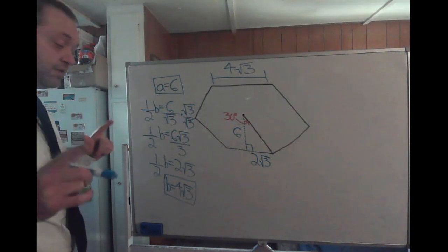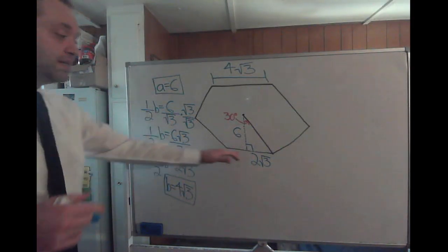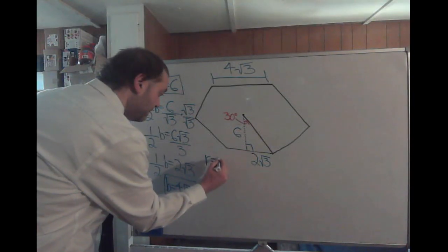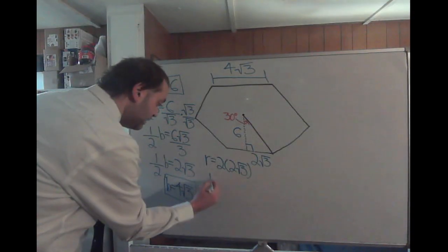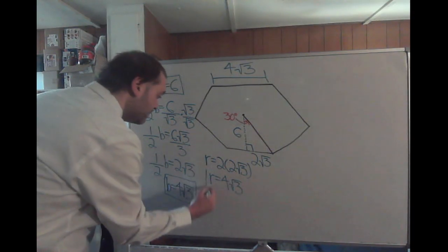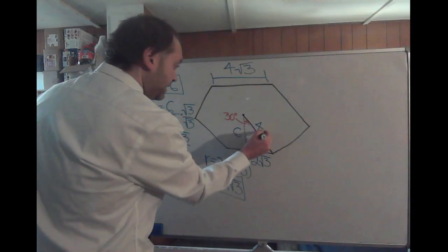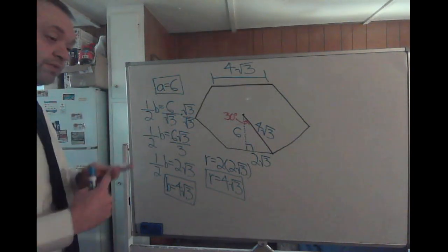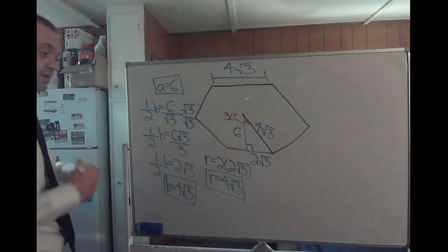Okay, well, we need to find the radius. In a 30, 60, 90 right triangle, the radius is twice the length of the shorter leg. So the radius would be equal to 2 times the square root of 3, which means the radius is equal to 4 times the square root of 3. So we have now found the radius to be 4 times the square root of 3. So let's see. We know the apothem, we know the radius, we know the length of a base. We can now proceed to find the perimeter and the area.